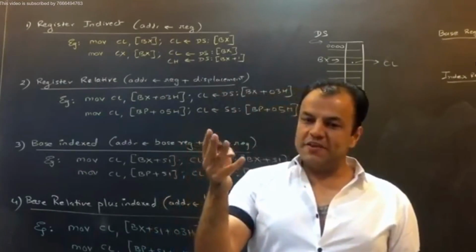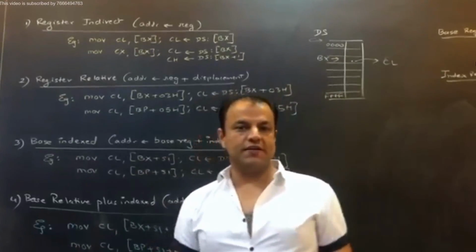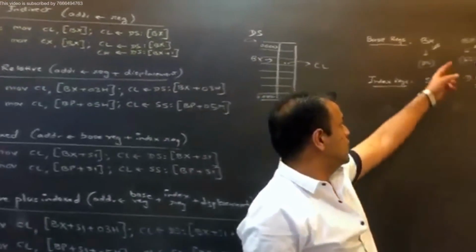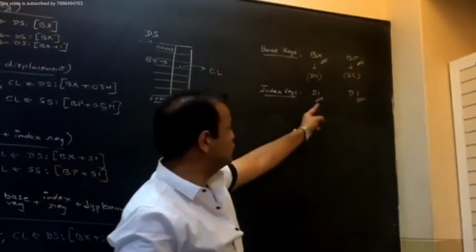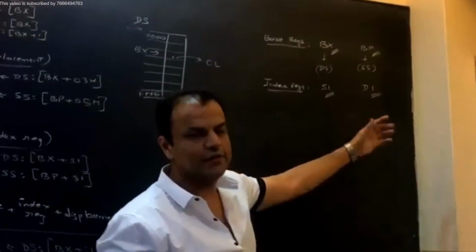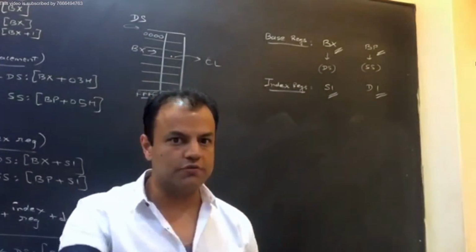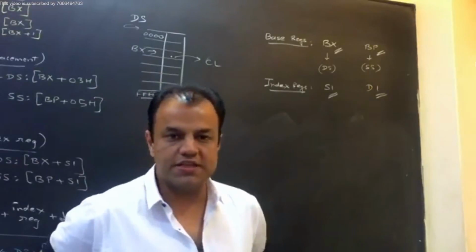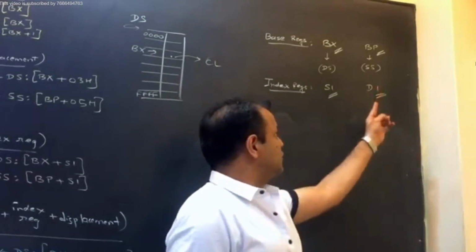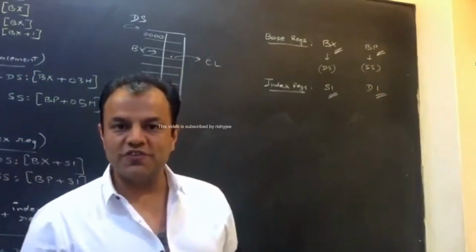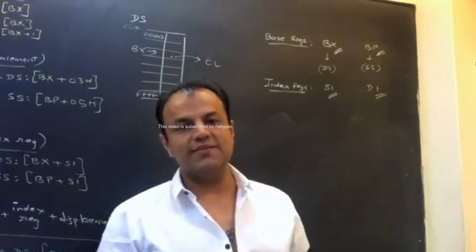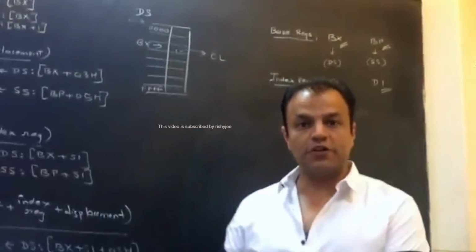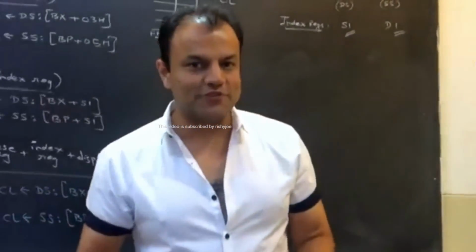Apart from AX, BX, CX, DX, there are offset registers which can be used. You can use BP, you can use SI, you can use DI. If you know the architecture, fine; if you don't know, please go through the video or any book that teaches you the architecture. BP, SI and DI are offset registers. As the name suggests, they are created for this very purpose, to be used as an offset address.